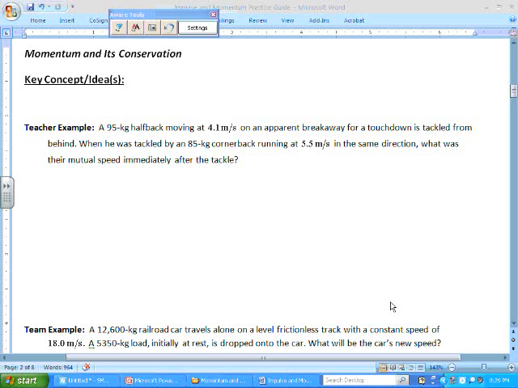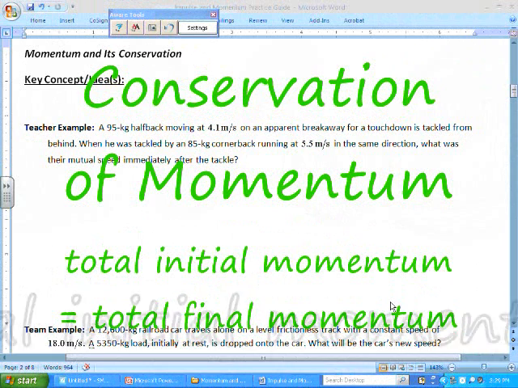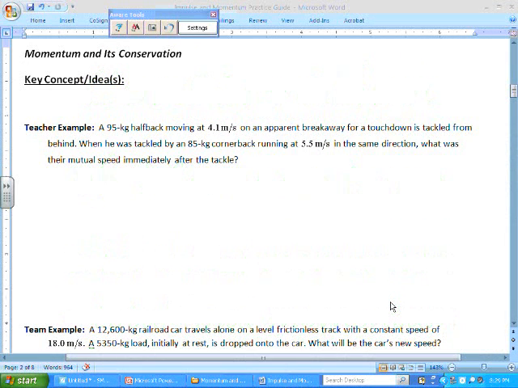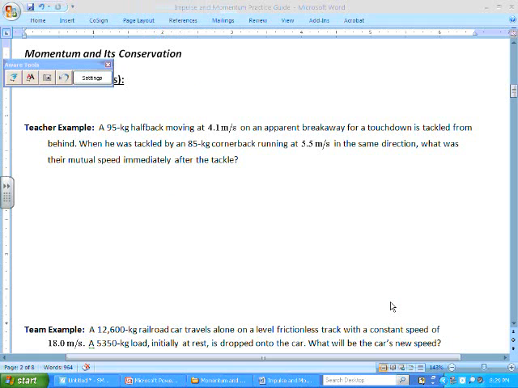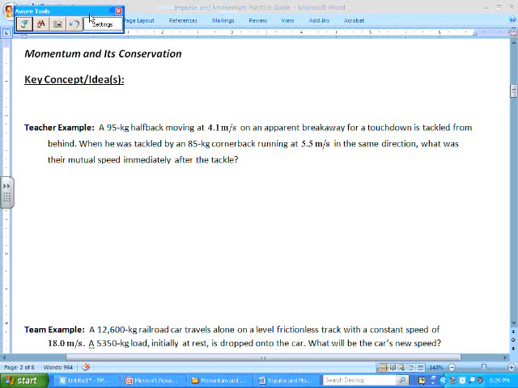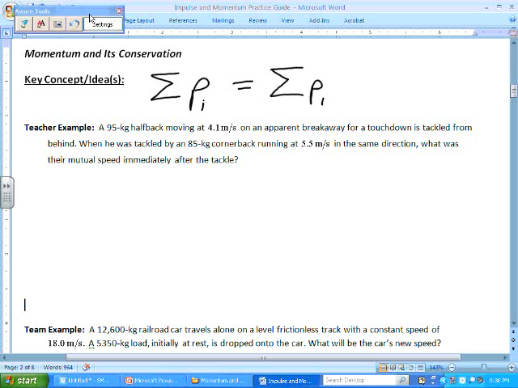The purpose of this video clip is to apply the law of conservation of momentum to simple collisions. The law of conservation of momentum says that whatever amount of momentum you have initially, you have to have the same amount of momentum final. So we're going to put that in our key concept section: the sum of all initial momentums is equal to the sum of all your final values for momentum.